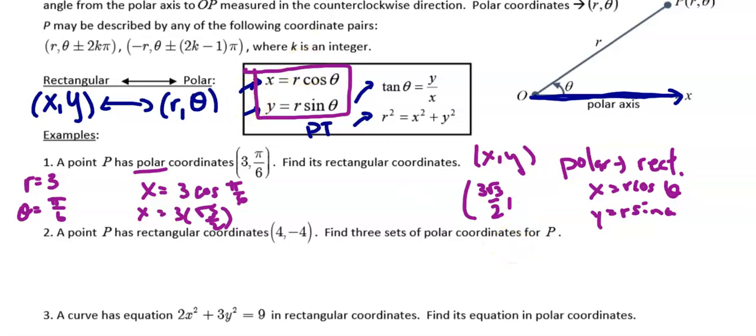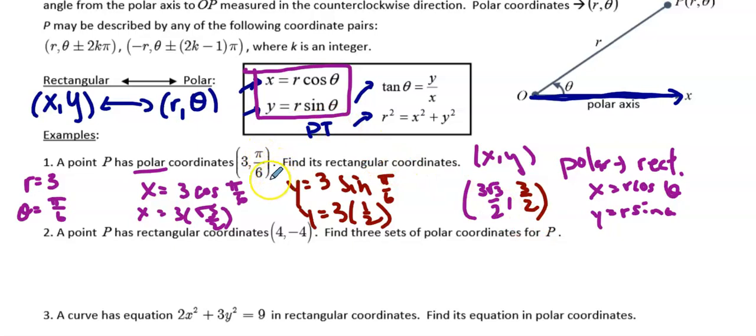And then similarly, let's go ahead and change the color here. We get y is equal to r sine of theta. Well, we get again that 3 is our radius. We're going to go ahead and write the sine of pi over 6. We know that y equals 3 times the sine of pi over 6, which is 1/2. So we know that the y-coordinate is going to be 3/2.